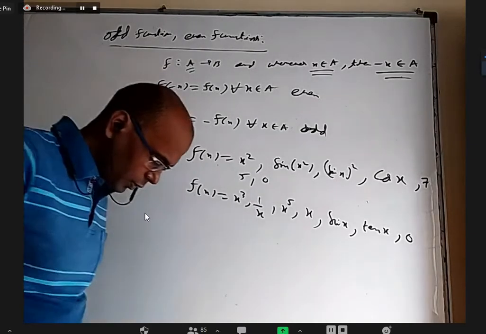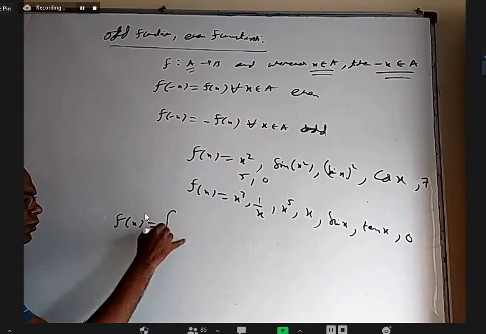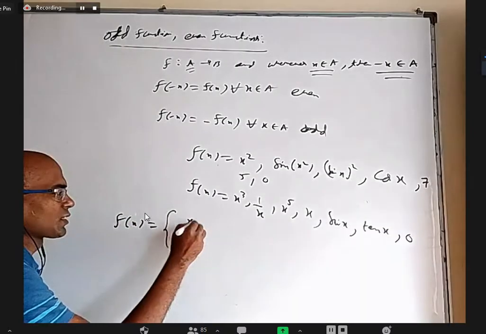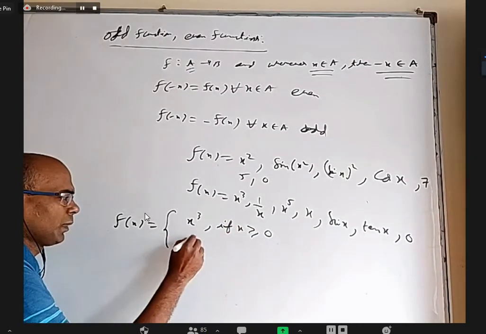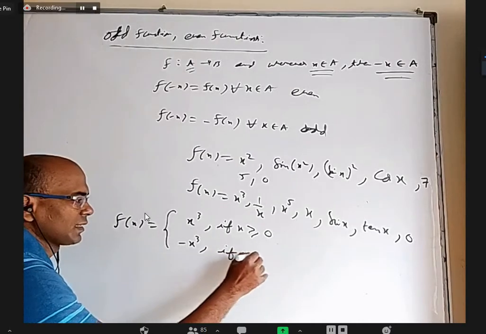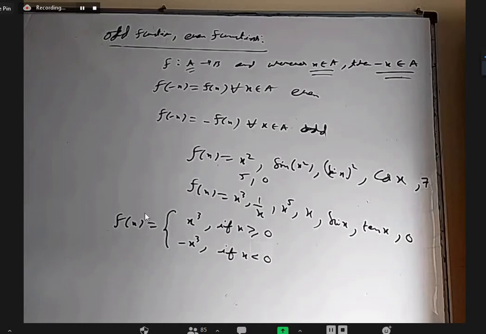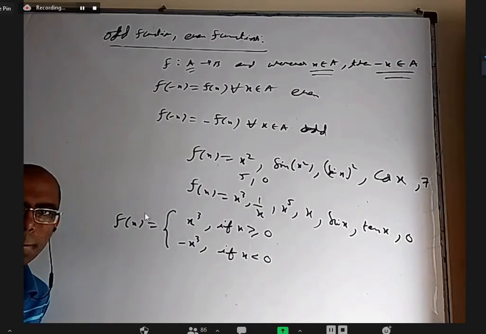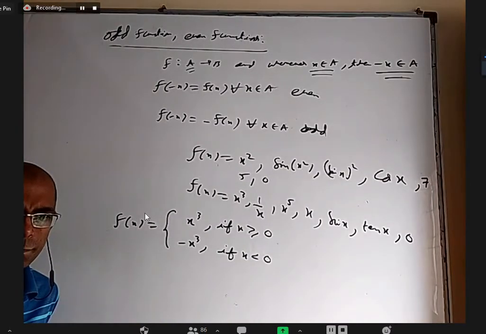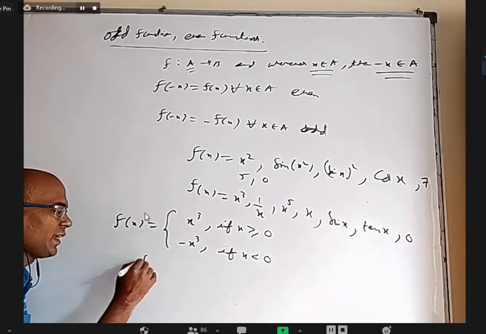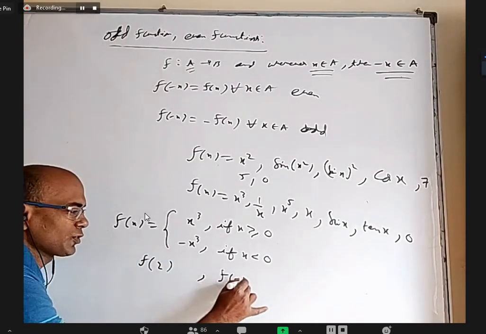Okay, let me give something else. f of x is equal to x cube if x is greater than or equal to 0, minus x cube if x is less than 0. Tell me whether this is an even function or an odd function. Odd. You try to find f of 5, or f of 2 and f of minus 2. Tell me what will come.